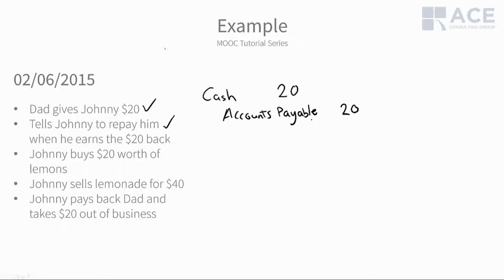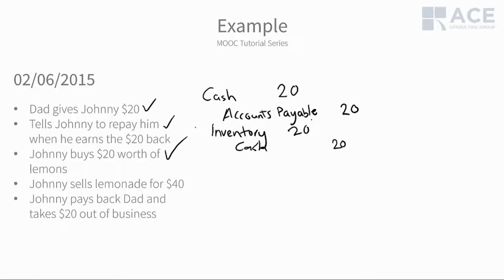The next one is that Johnny bought $20 worth of lemons. So lemons are the actual product that we sell, so we can classify it as our inventory. Now, since he bought it with cash, we know that he gained inventory, but at the same time he lost cash through that transaction. So we can debit inventory for $20 and then credit cash for another $20.